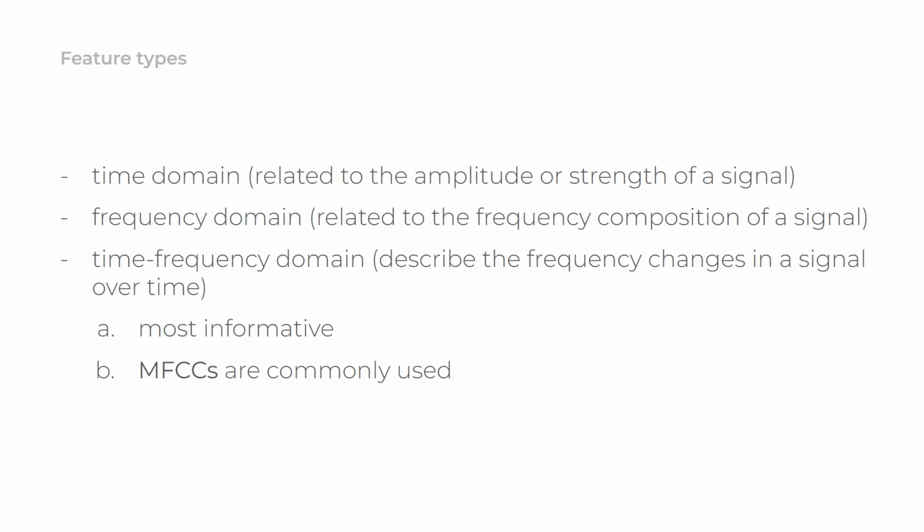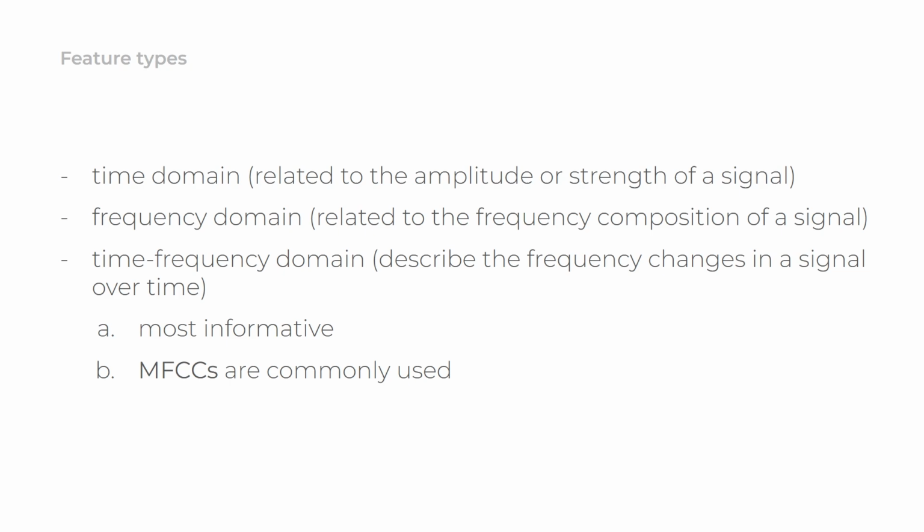Since neural networks often operate on numerical values, we need to convert our data into numbers. We distinguish three types of audio features. Time domain features. They provide information about signal amplitude and changes over time.